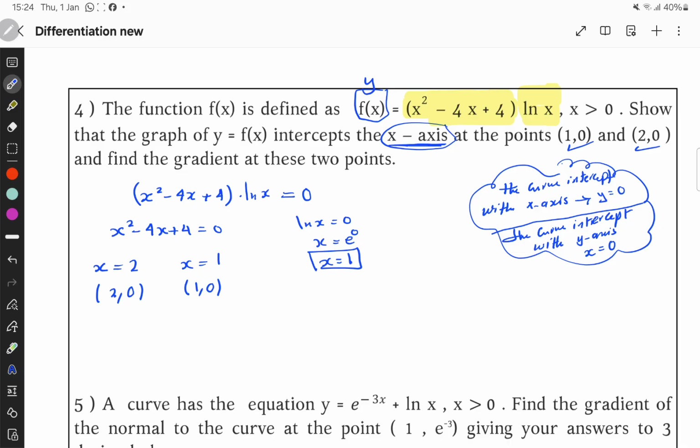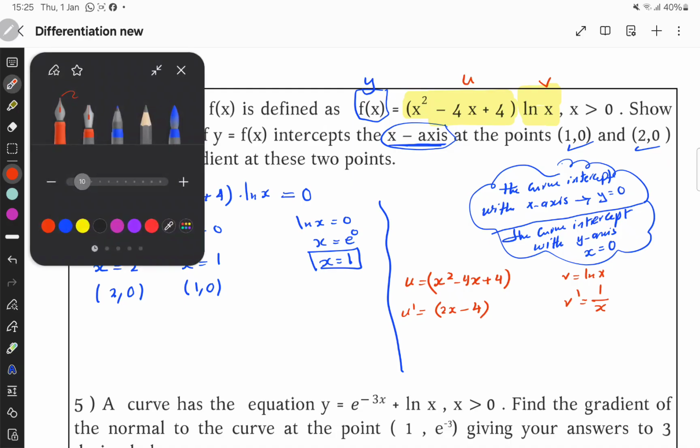Now I have 2 points. He said find the gradient at that point. So to find the gradient at those points, we need to use the product rule because it's a multiplication of two different functions. So here u is equal to (x squared minus 4x plus 4) inside brackets, and v is equal to ln x. So find u dash, the derivative of x squared, it will be 2x minus 4. Keep it inside brackets because it's more than one term. And v prime here, the differentiation of ln x, it will be 1 over x.